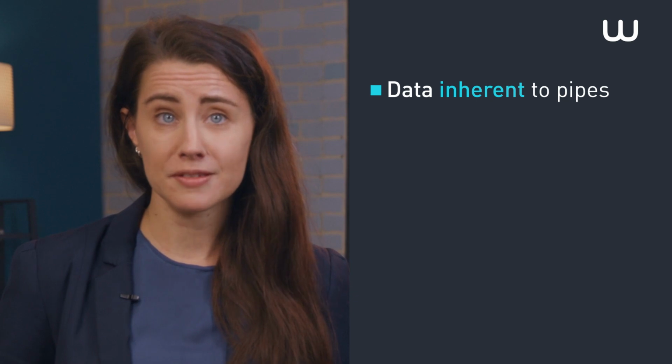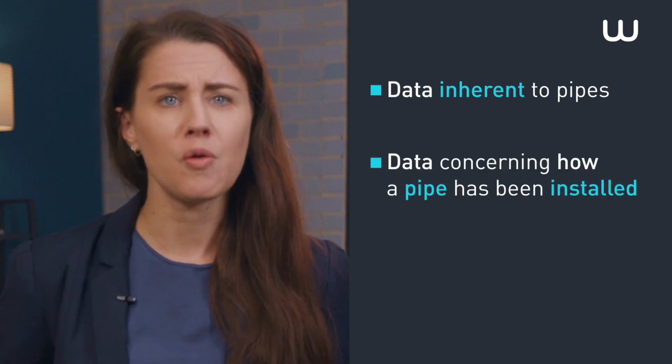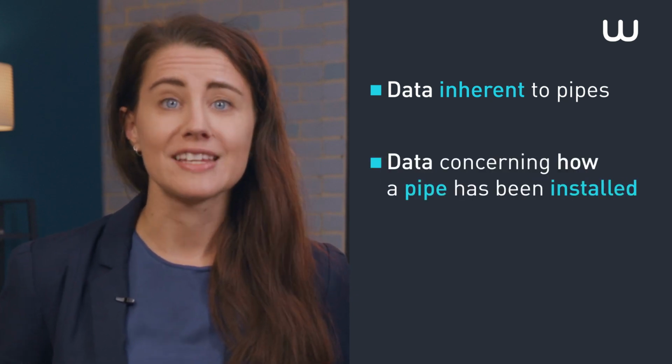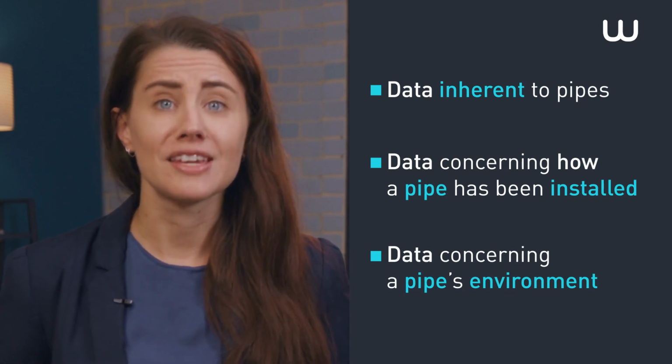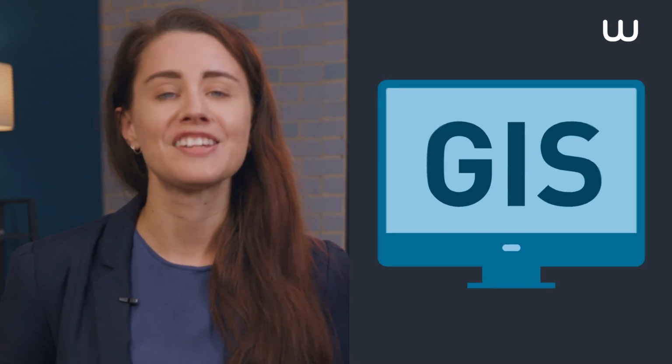Let us now summarize what we have seen together. Collecting field data is essential in order to effectively manage assets. In order for information to be comprehensive, it must include three different types of data. Data inherent to pipes, data concerning how a pipe has been installed, data concerning a pipe's environment. Lastly, it is important to record all data in a GIS.